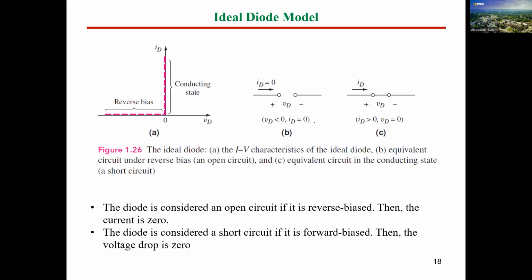So the ideal case in case of turn off, VD is less than 0 and ID equals 0. VD is less than 0 because it could be in reverse biasing. And in forward biasing, the ideal case is ID is a value greater than 0 and VD equals 0. So if you draw this characteristic, you will end up with this shape. This is the ideal case in the forward or conducting state, and this is the ideal case in the reverse state. Okay, so this is the ideal diode model.